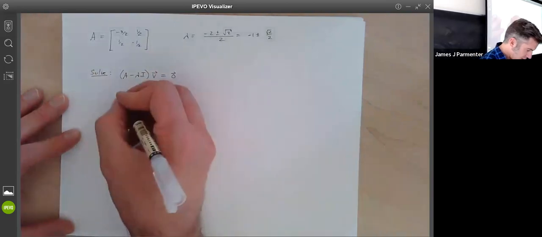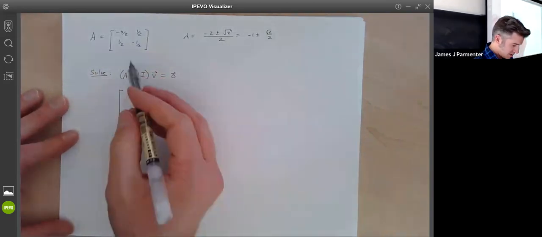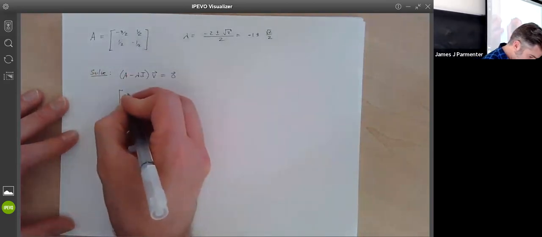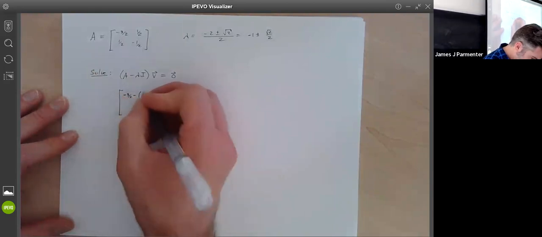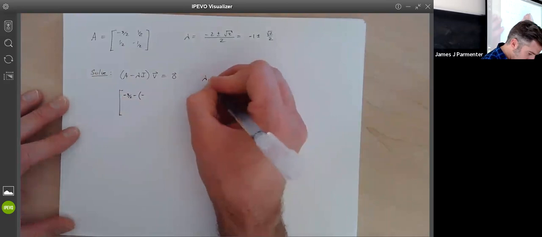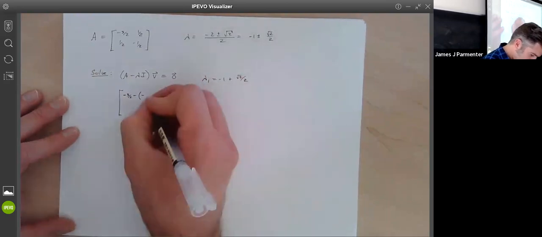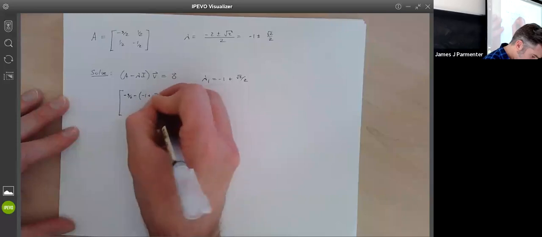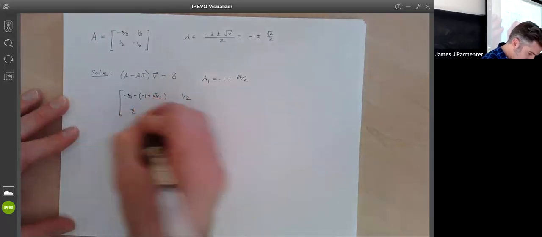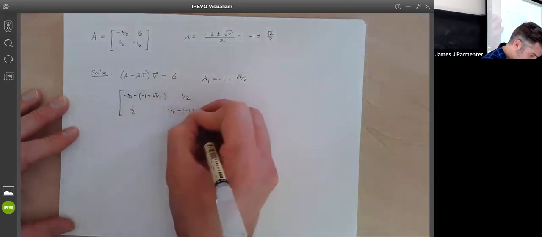Okay, so you have to be careful. Negative 3/2, we have to subtract lambda. And let's do the plus one first. So we're doing lambda 1 equal to negative 1 plus root 2 over 2. And then we have a 1/2, and then we have a 1/2, and then we have a negative 1/2 minus negative 1 plus root 2 over 2.